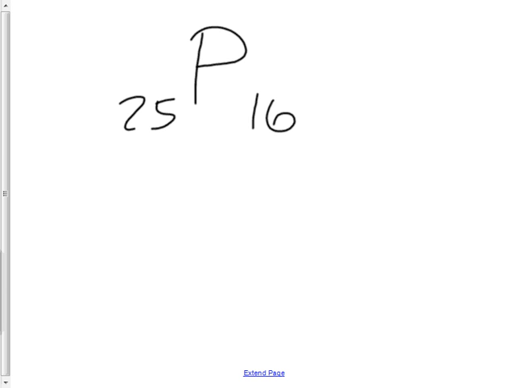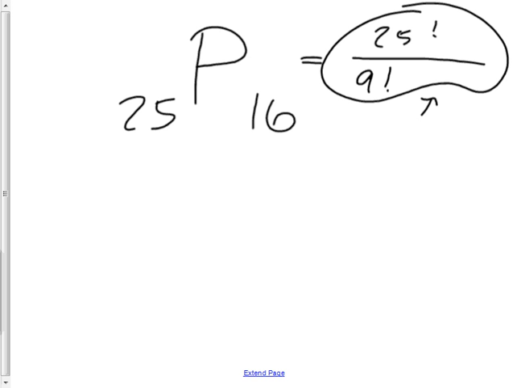It can be, because this P thing is really 25 factorial over 25 minus 16, which is 9 factorial. And then for the P's, you don't do the extra thing on the bottom, so this is done: 25 factorial divided by 9 factorial. Anyway, that would have also worked, but either way, it's a ridiculously large number.